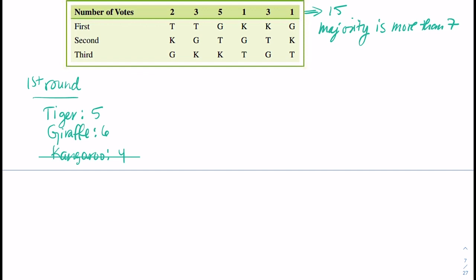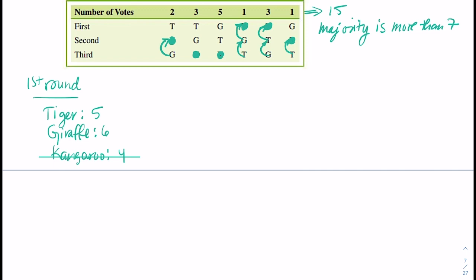Before I go and do round 2, in the preference table, you can cross out all the Ks. And what's happening is everything in certain columns is going to shift. So now there's no longer first, second, and third. It's just first and second, right? So giraffe is going to move up to here, and giraffe would move here, and tiger would move there. Tiger would move here, and giraffe would move there. And then tiger is going to move to there.